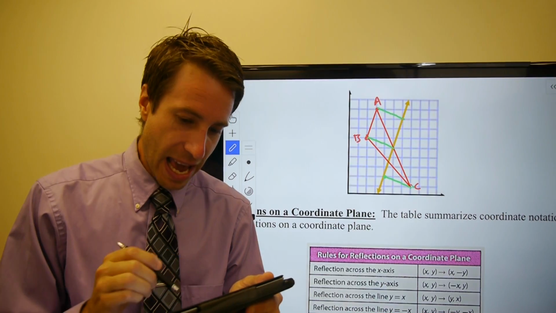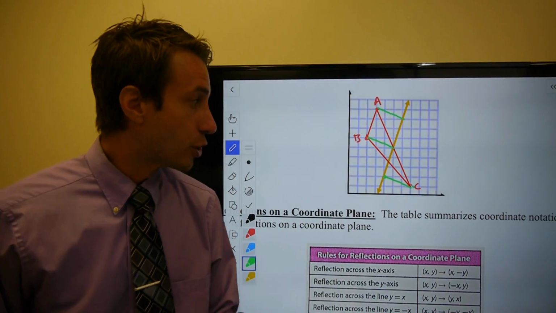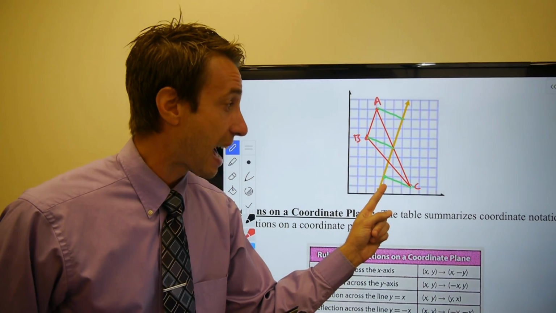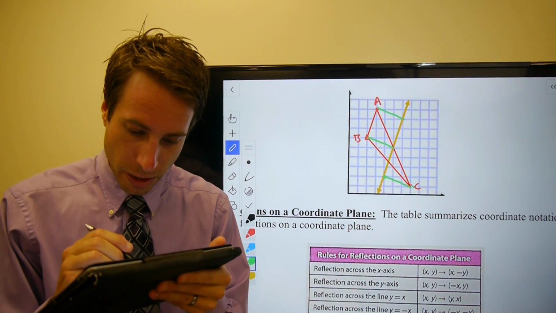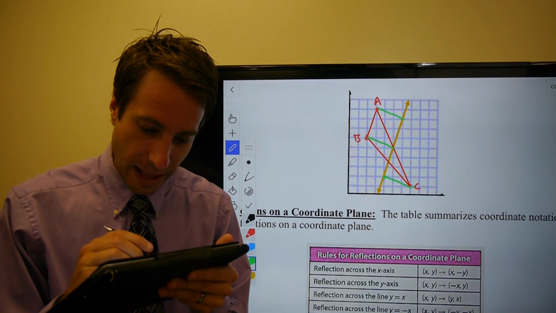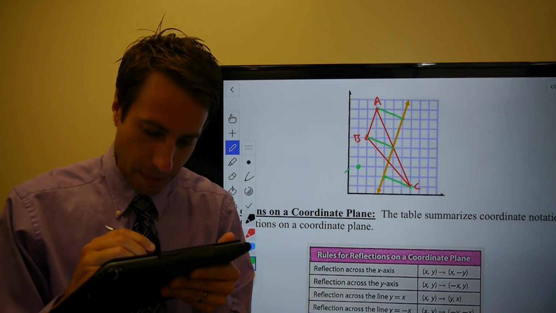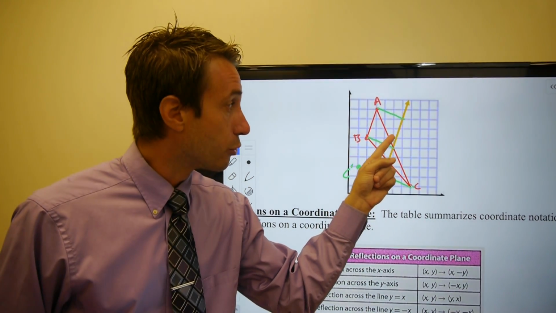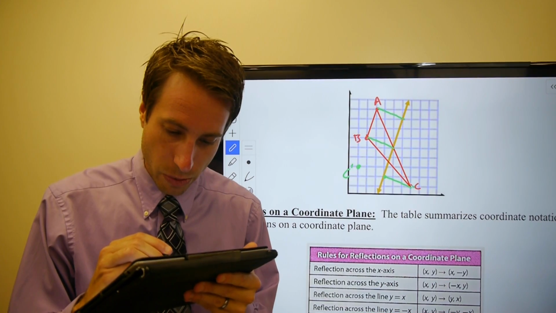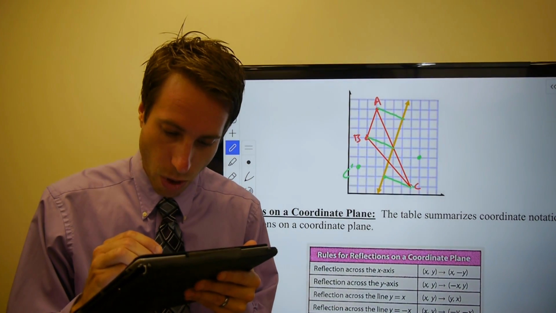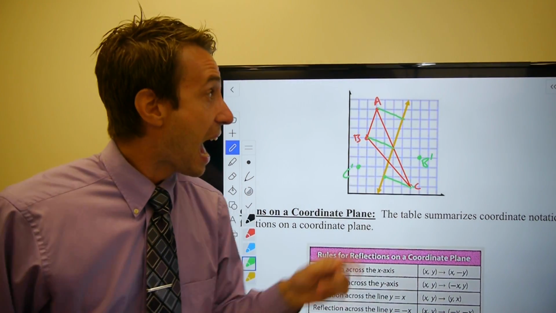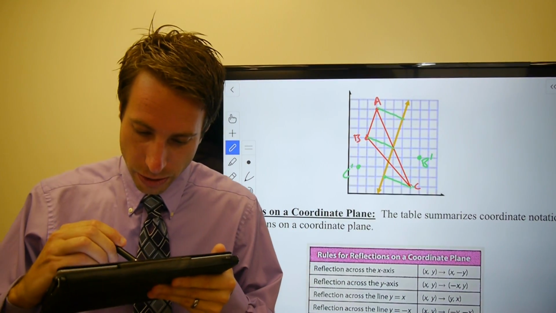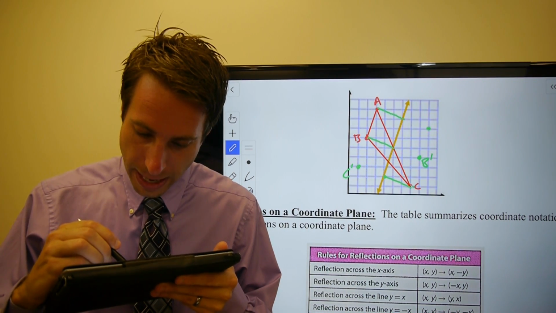So let's go ahead and find the reflection of this image. C is going to be 1, 2, 3 to the left and 1 up. So 1, 2, 3 to the left and 1 up is going to be C prime. B is going to be 1, 2, 3 to the right and 1 down. B prime. And then A is going to be 1, 2, 3 to the right and 1 down.